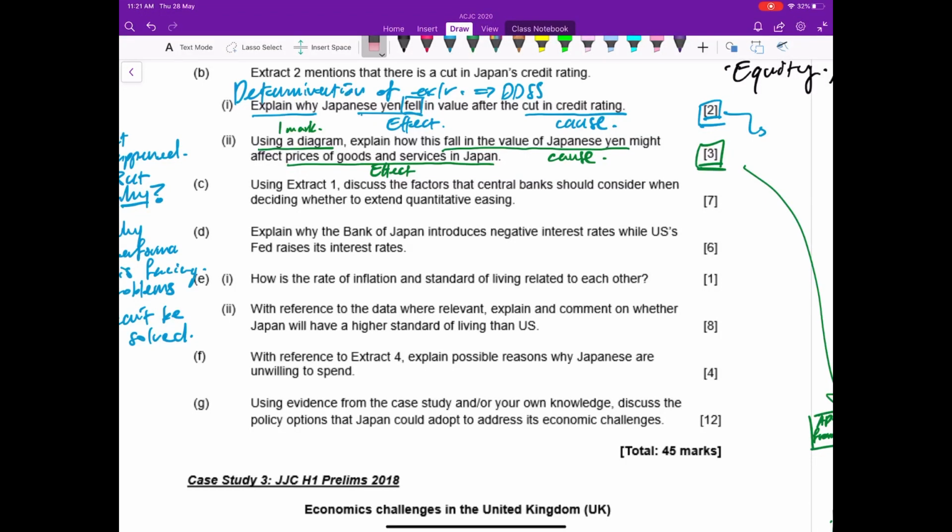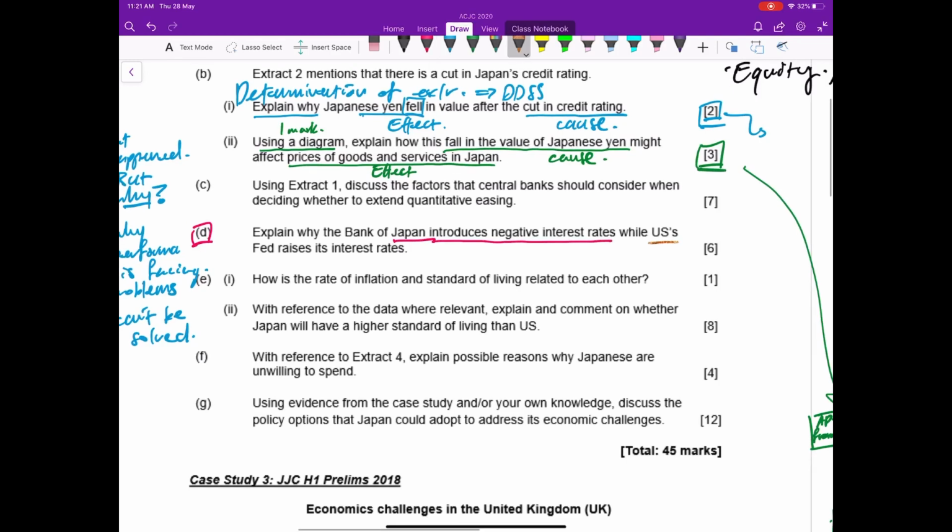In this video, we'll cover question D. Explain why the Bank of Japan introduces negative interest rates, so Japan, negative interest rates, while the US raised its interest rates. So what are some of the things we can notice? Both countries are manipulating their interest rates. This is known as monetary policy.